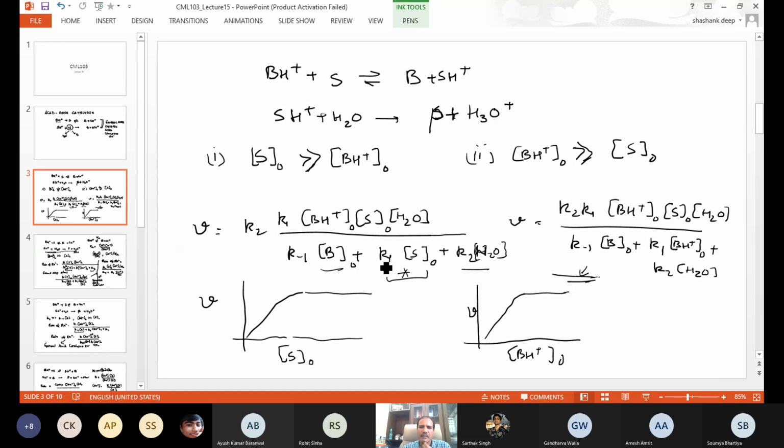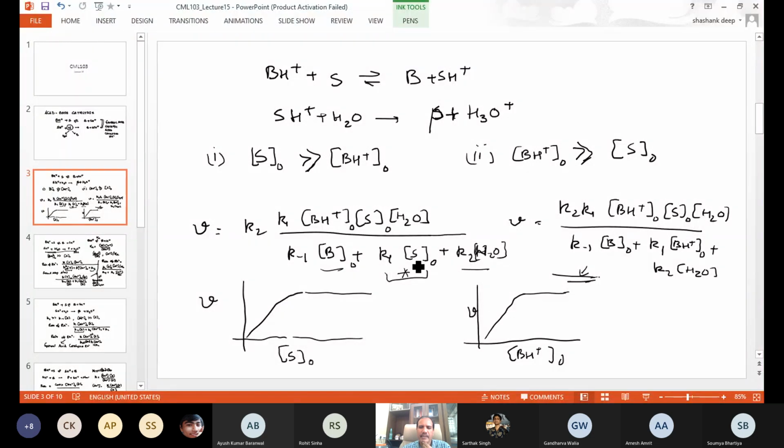So in that case, what I'm saying is that S naught is quite greater than BH+ naught. In that case we have this kind of thing, am I right? And certainly this K1 S naught should be less than this K minus 1 B naught plus K2 H2O.